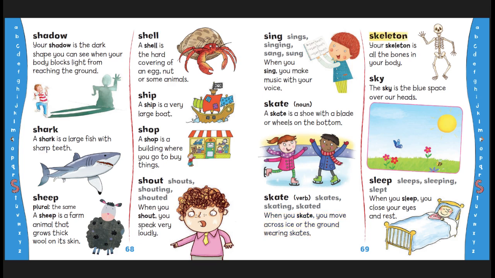When you skate, you move across ice or the ground wearing skates. Skeleton. Your skeleton is all the bones in your body. Sky. The sky is the blue space over our heads. Sleep. Sleeps, sleeping, slept. When you sleep, you close your eyes and rest.